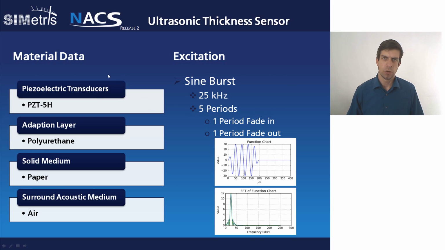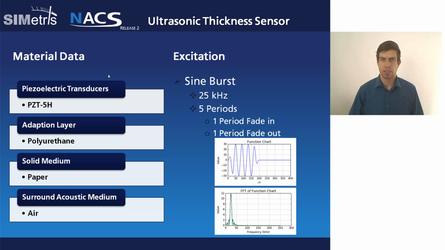Right here we can see the material data we will use later on. So we've got the piezoelectric transducers made of PCT5H. We've got the adaptation layers made of polyurethane. The solid medium should be made of paper. And finally, in our acoustic domain, we are using air.